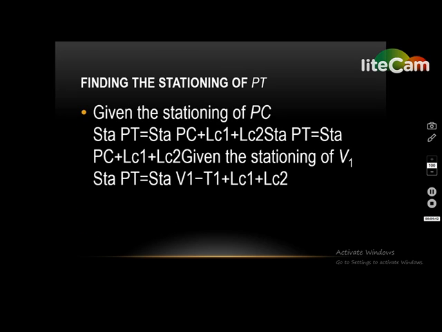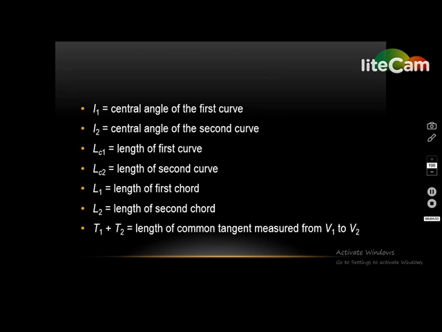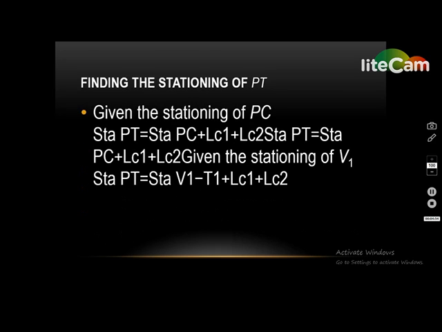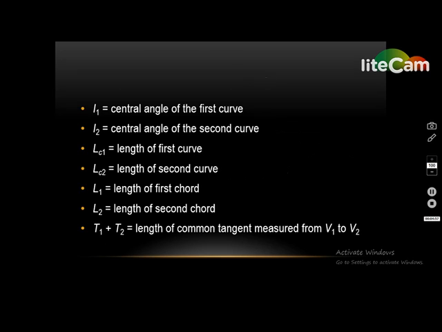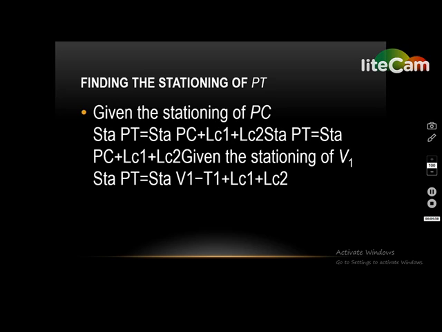Now, if the stationing of V1, vertex 1 of the first curve, is given, the stationing of the point of tangency would be equal to the stationing of V1 minus T1, which is the length of tangent of the first curve, plus LC1, the length of the first curve, plus LC2, the length of the second curve.